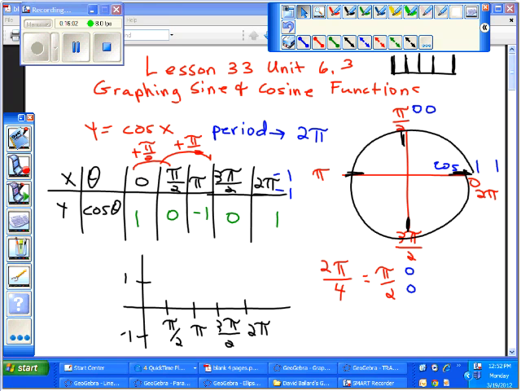Where did sine start? It started at the origin. Cosine doesn't, though. Cosine of 0 was 1, so it starts up at 1. And then the cosine of pi over 2 was 0. Cosine of pi is negative 1. 3 pi over 2 is 0. And 2 pi is back up to 1. It looks just like a sine wave. It just started in a different place. So we kind of started halfway through a sine wave, kind of, sort of. It looks like.